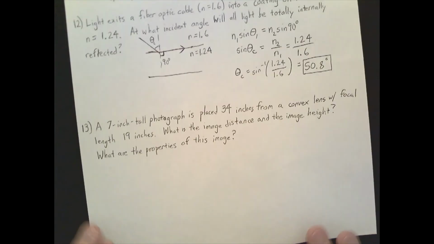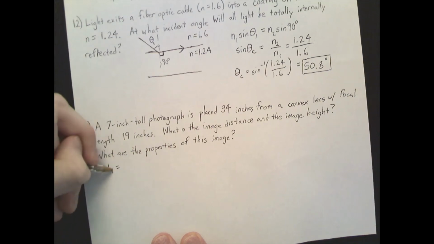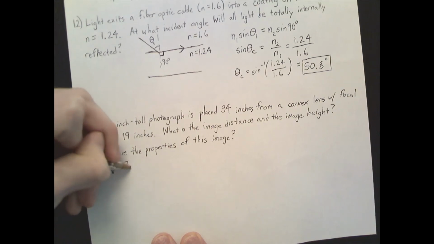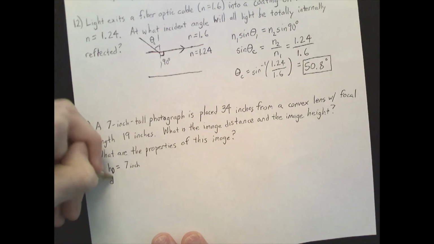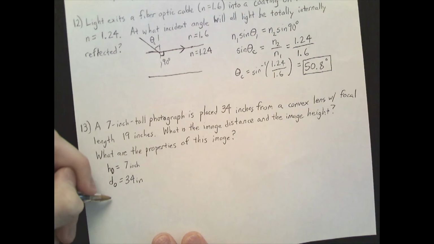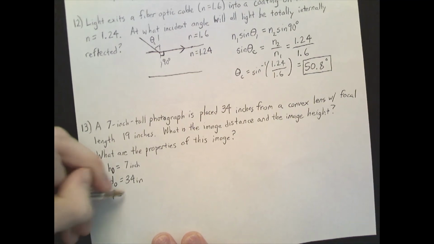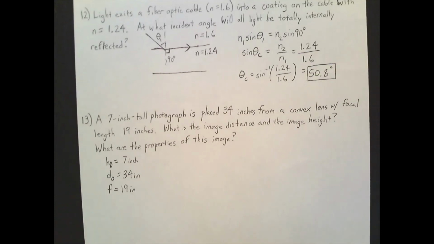All right, lastly, we have a lens problem. We have a 7-inch tall photograph, that's our height of the object, placed 34 inches away from a convex lens. So now our object distance is 34 inches, and the focal length is stated to have a value of 19 inches. I want to know what the image distance is and the image height. And I also want to know what the properties of this image are.